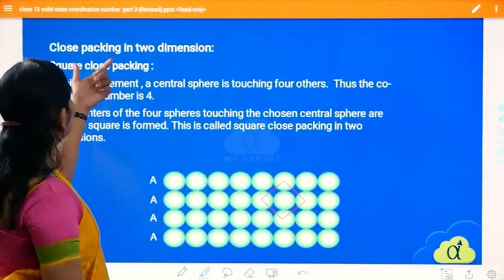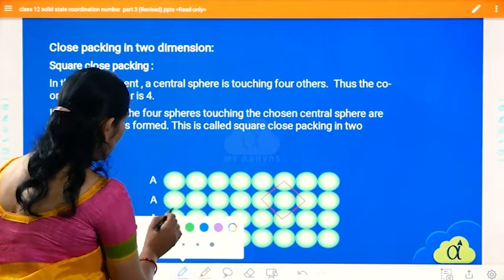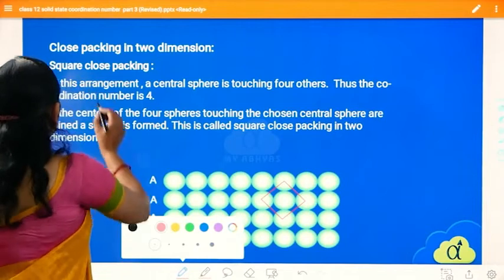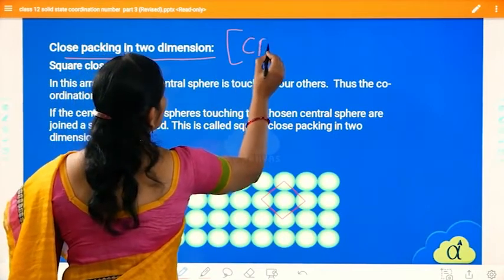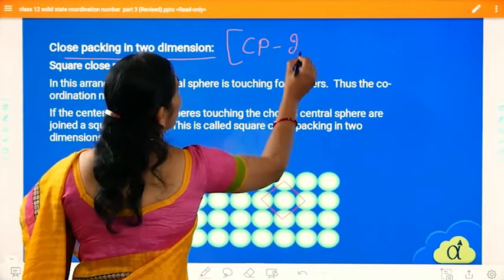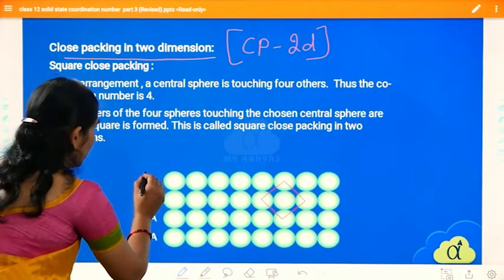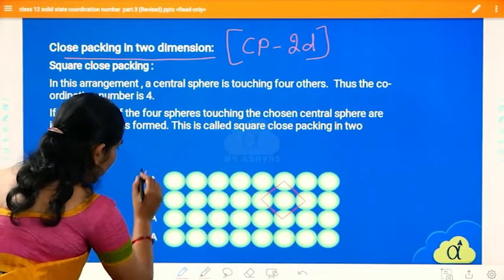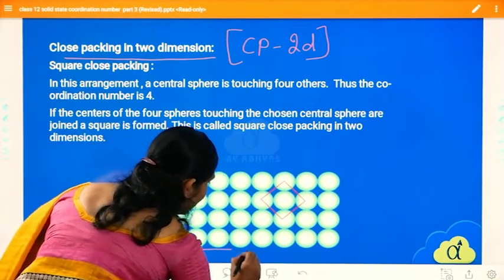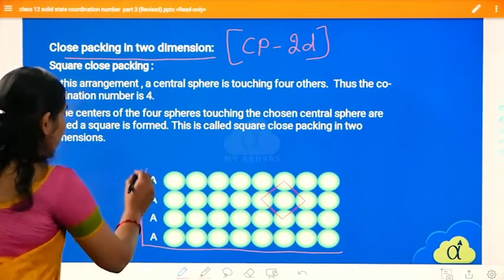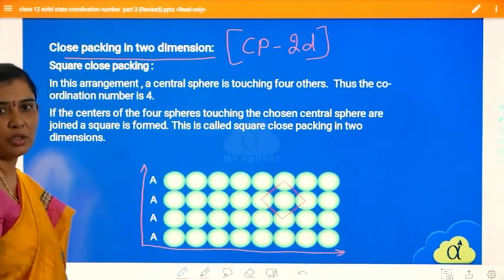Now, I am going to take my discussion to close packing in two dimension. What do you mean by close packing in two dimension? I am going to abbreviate it as CP. Please look at this arrangement. I can arrange layers of constituent particles vertically as well as horizontally. Along the y-axis I am arranging constituent particles, and along the x-axis also.